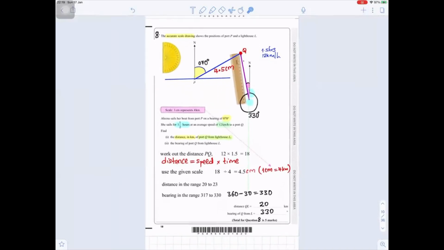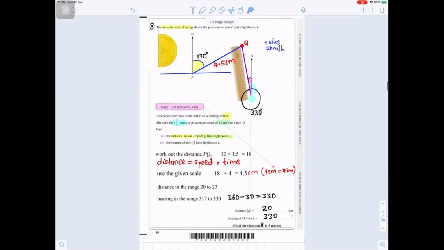you convert it back to real distance using the scale. 1 centimeter is 4 kilometers, so you will multiply it by 4, and your distance would be between 20 and 23. So you get roughly 20 kilometers. And that will give you the distance from port Q to the lighthouse L.